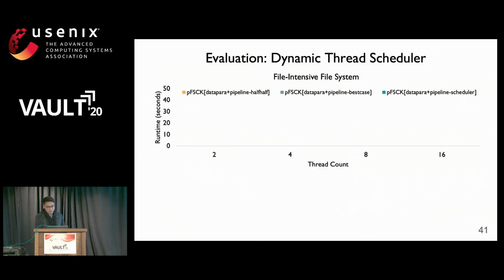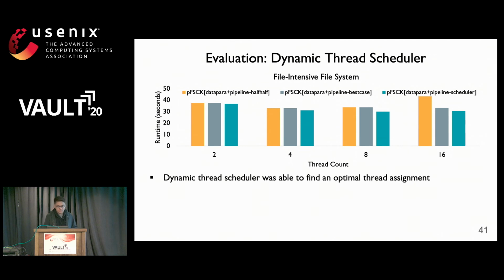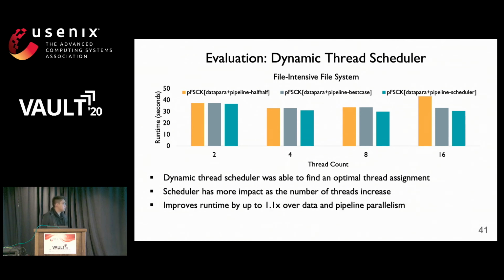So for a file-intensive system, here we have the thread count on the x-axis and runtime on the y-axis. We see that just the half-half is all right. But then with the best case, it's basically the same. However, with the scheduler, we see that it's able to overcome bottlenecks in just pipeline parallelism and reduce the performance degradation. So in this case, we found out that the dynamic thread scheduler was able to find an optimal thread assignment automatically. And we can see that the scheduler has more impact as the number of threads increases. Finally, we see that it improves the runtime over pipeline and data parallelism by 1.1x and over vanilla FSCK by 2.7x.